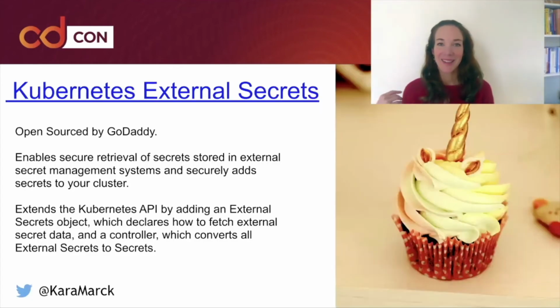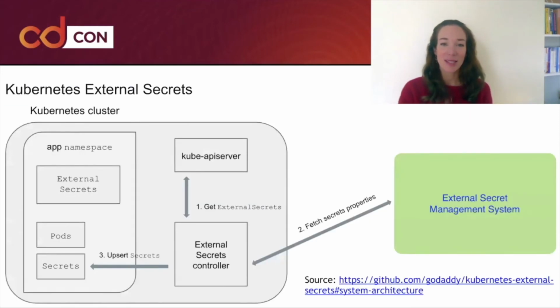Okay. So luckily there's Kubernetes external secrets, which has been open sourced by GoDaddy. Kubernetes external secrets enables the secure retrieval of secrets stored in external secret management systems and the ability to securely add secrets to your Kubernetes cluster. The project extends the Kubernetes API by adding an external secrets object using a custom resource definition and a controller to implement the behavior of the object itself. An external secret declares how to fetch the secret data, while the controller is responsible for fetching secret data from external providers and converts all external secrets to secrets. The conversion is completely transparent to pods that can access the secrets normally. Kubernetes external secrets supports the external secret management systems of all the major cloud providers, as well as HashiCorp Vault.